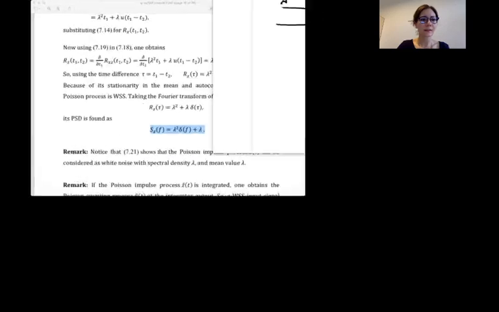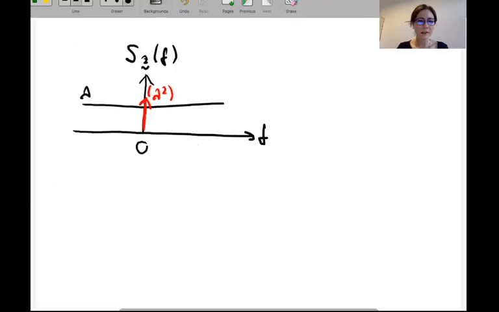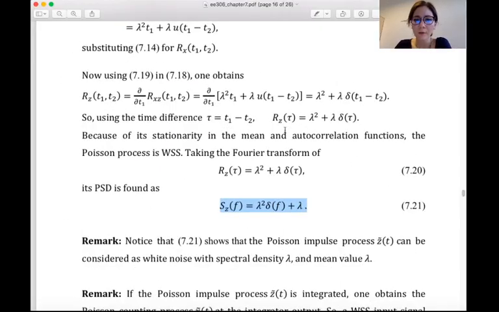So why is this exactly the case? Now think about it. The ACF here has two components, lambda square plus lambda delta tau. Remember that we could decompose the ACF into two terms. The first term comes from the mean, eta x, in this case eta z, magnitude square. And the second term would be the autocovariance function of the process. So lambda square is the mean to the power 2 of the process, and this is going to be the autocovariance function of the process.